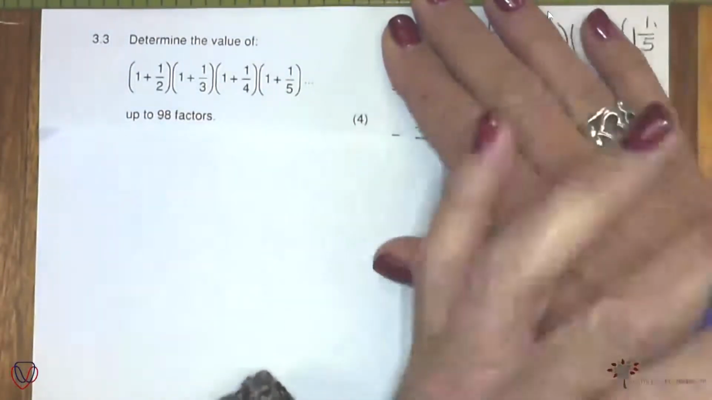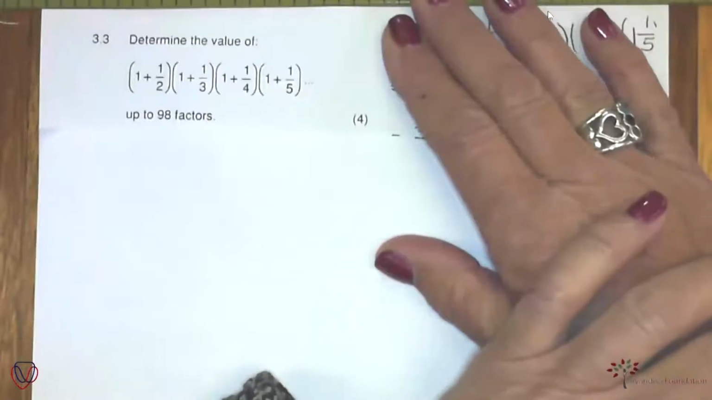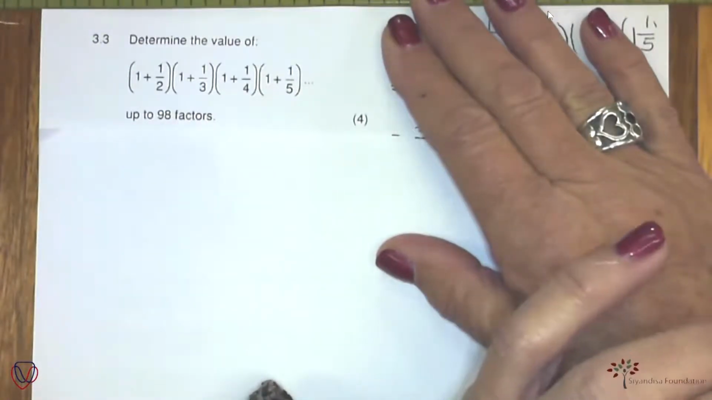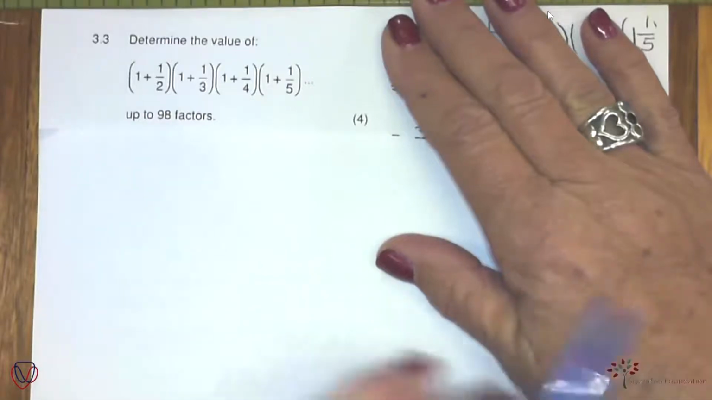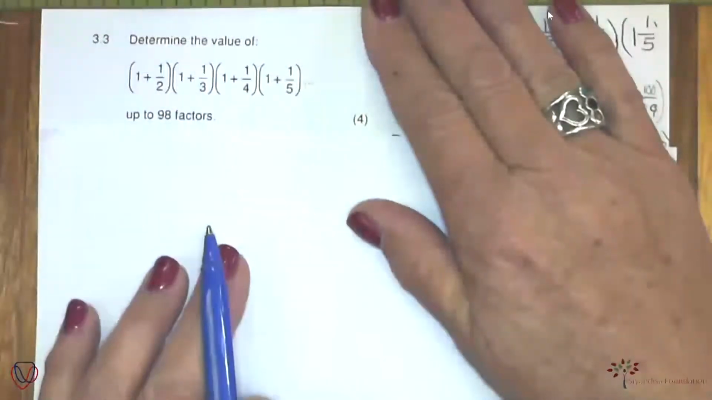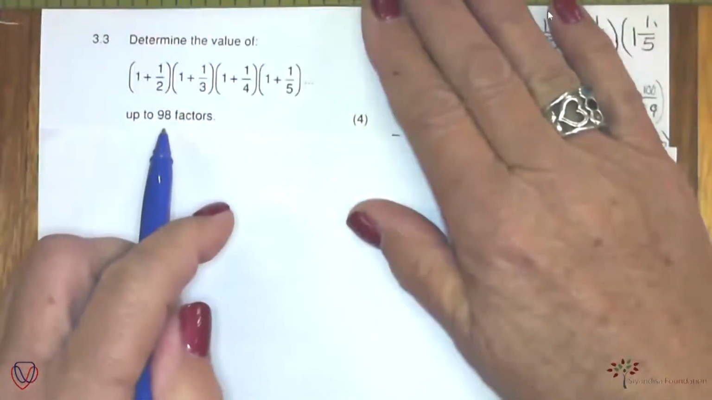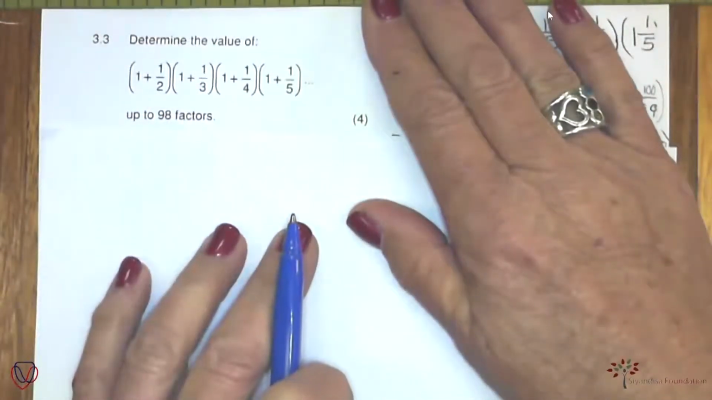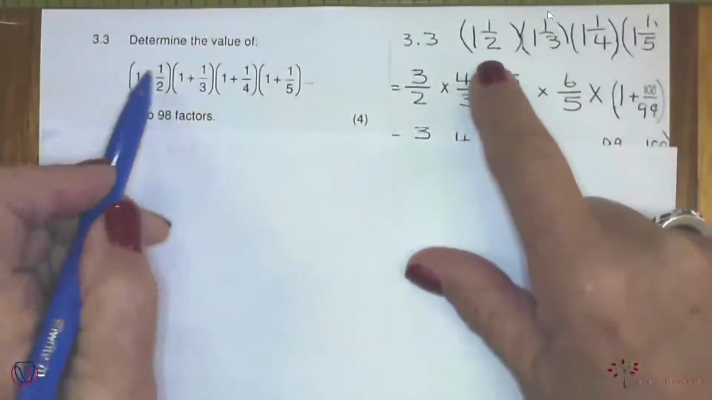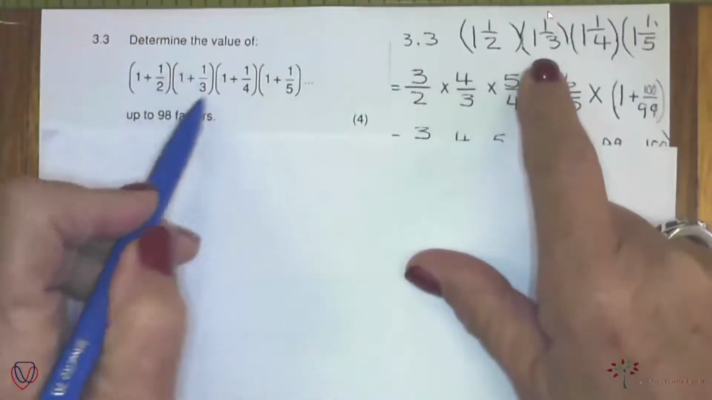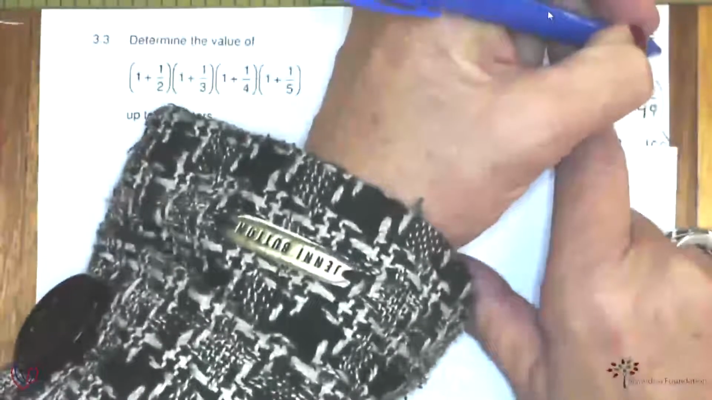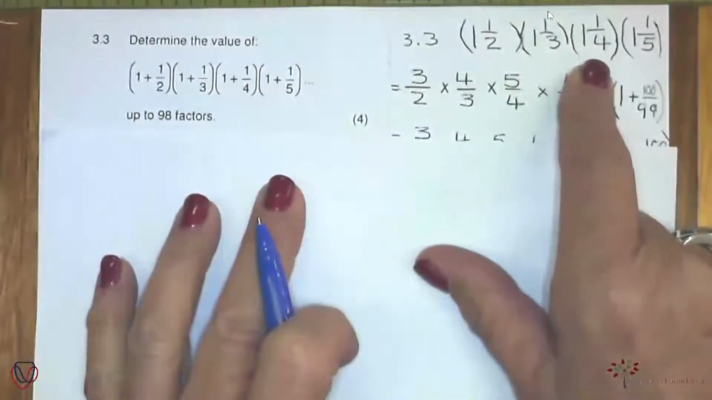Now this is definitely not a level 1 and 2 question, but it's actually very, very easy with a few difficult parts in it. So let's have a look. I can do nothing with that because I want to do it up to 98 factors. So people, what I'm going to do, I'm going to find the values. This is 1.5, this is 1 1/3, this is 1 1/4, that is 1 and 1 over 5, okay?